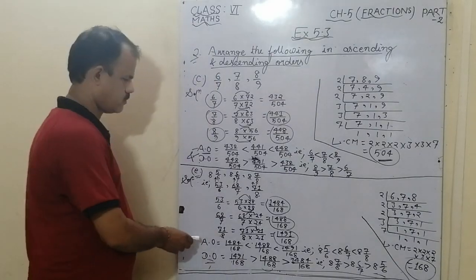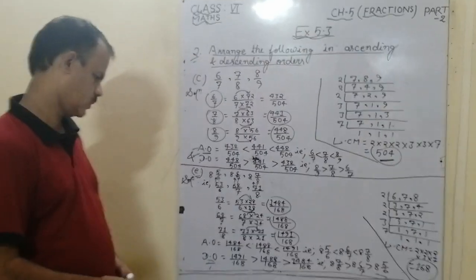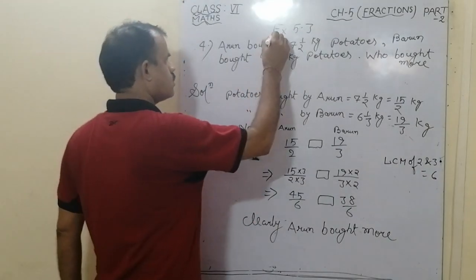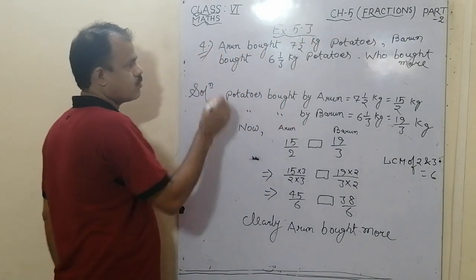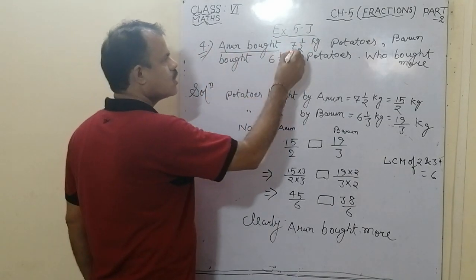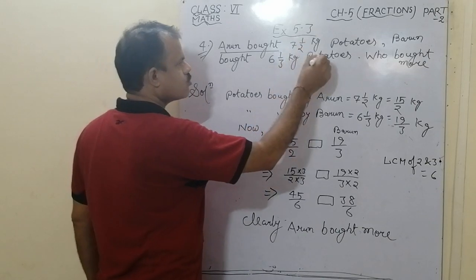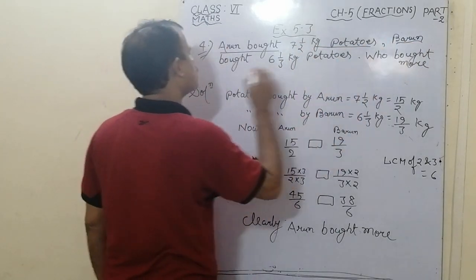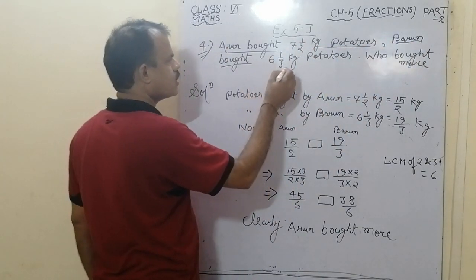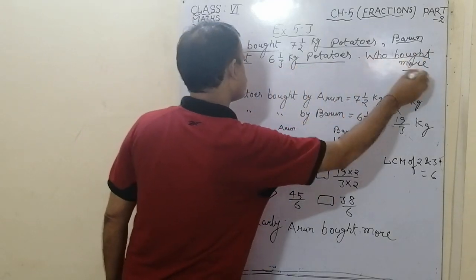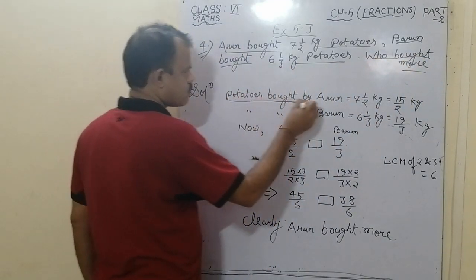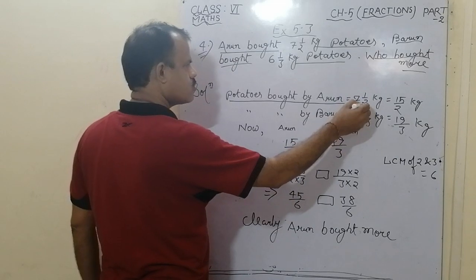Okay students? Yes student, exercise 5.3, question number 4. Arun bought 7 whole 1 by 2 kg potatoes. Varun bought 6 whole 1 by 3 kg potatoes. Who bought more? So potatoes bought by Arun is 7 whole 1 by 2.